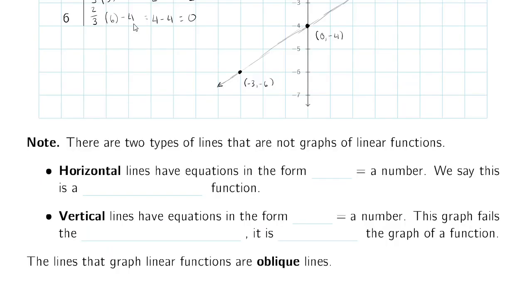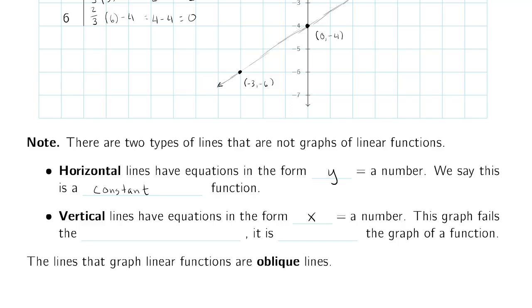There are two types of lines that are not the graphs of these f of x equals mx plus b types of functions that we're calling linear. Horizontal lines, which have the form y equals a number, we say that this is a constant function, meaning its value doesn't change. Vertical lines have the form x equals a number.